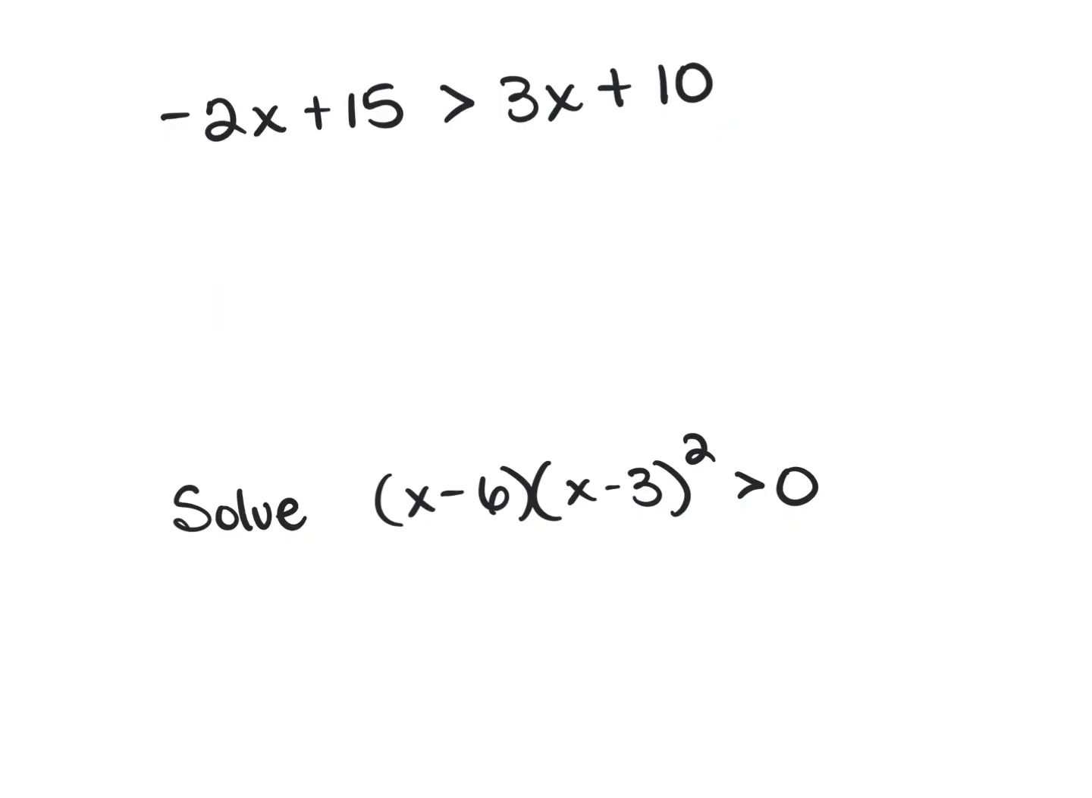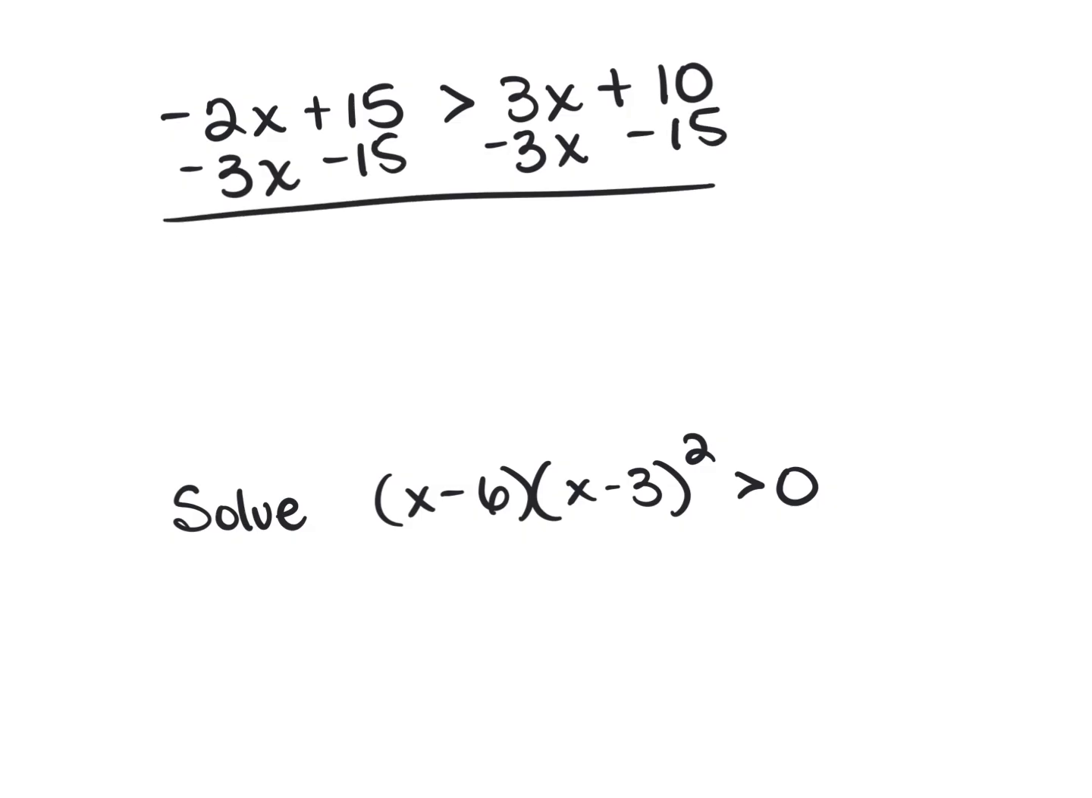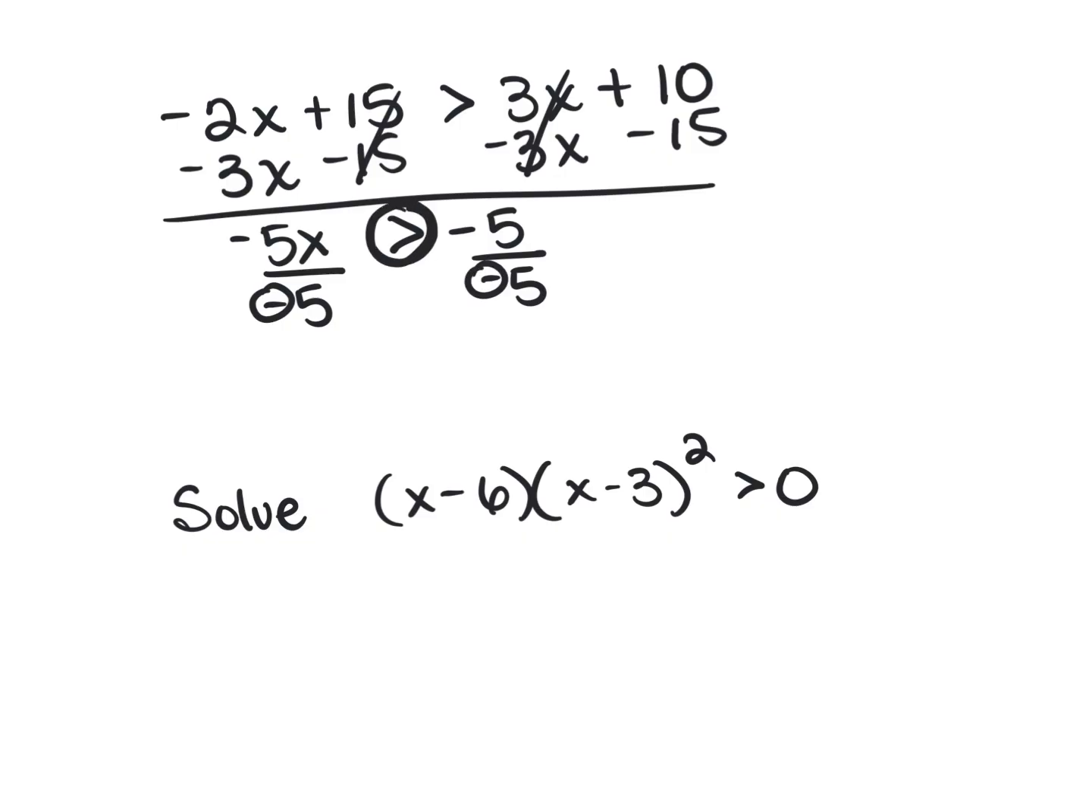So this very first example up here is very straightforward. We are going to solve for x by subtracting 3x from both sides and then subtracting 15 on both sides. So this gives me negative 5x is greater than, and then these are gone, and 10 minus 15 is negative 5. This first one makes sure you understand that if you multiply or divide by a negative, the direction of the inequality must change. So this says that x is less than positive 1.